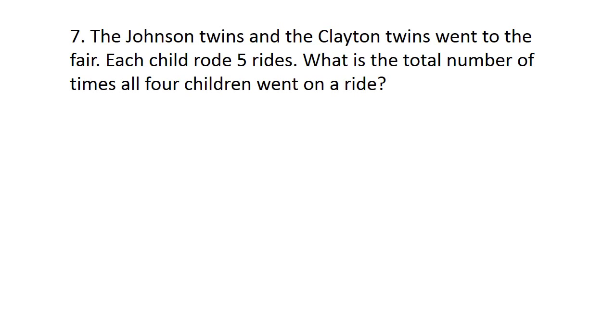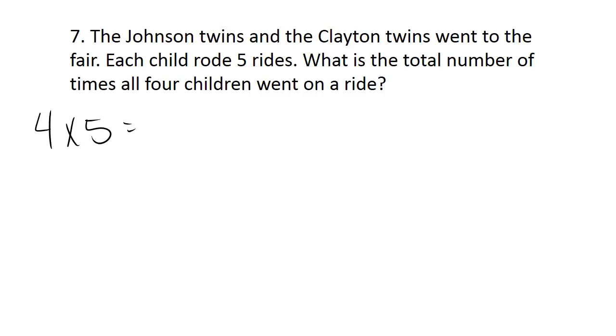Okay, here's the last problem I'm going to show you. It's number 7. It says the Johnson twins and the Clayton twins went to the fair. Each child rode 5 rides. What is the total number of times all 4 children went on a ride? So we know that twins means it's two people. So we have the Johnson twins and the Clayton twins. All together, that's 4 people. So if we have 4 people each going on 5 rides, that would be 4 times 5.